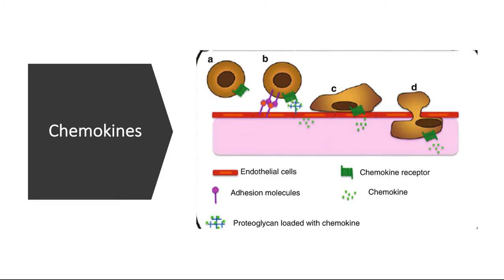CX3C chemokines: the only known member of this class is called fractalkine. This chemokine exists in 2 forms: a cell surface bound protein induced on endothelial cells by inflammatory cytokines that promote strong adhesion of monocytes and T cells, and a soluble form derived from proteolysis of the membrane-bound protein that has potent chemoattractant activity for the same cells.